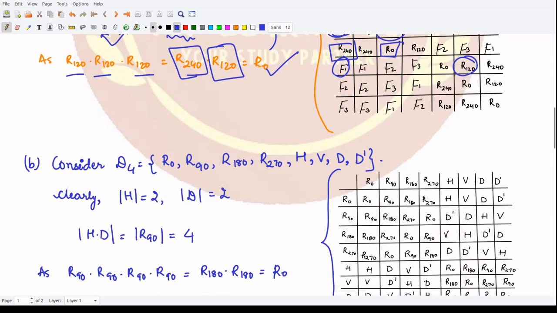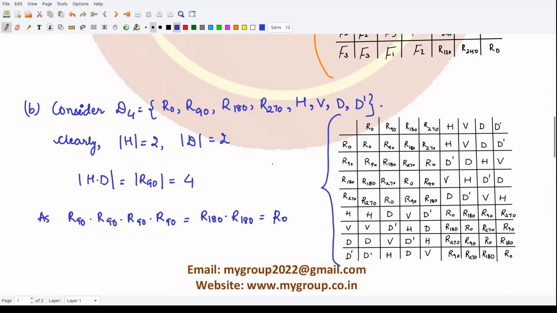In the second part we consider the dihedral group D4. In this group we have 4 rotations and 4 reflections, which are represented by R0, R90, R180, R270, then the horizontal reflection, vertical reflection, reflection along the main diagonal and along the other diagonal. Here we take any two reflections. Let's take the horizontal and the diagonal reflection. Both of them have order 2 because both are reflections, and when you compose them, H into D, from the table you can see it gives you R90.